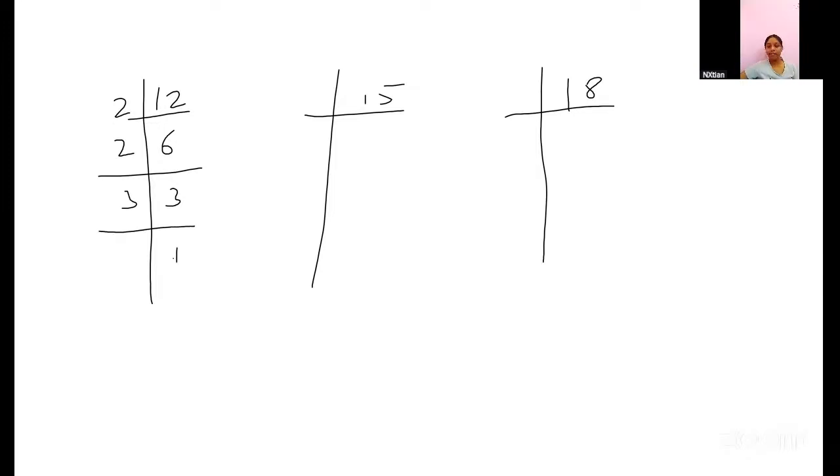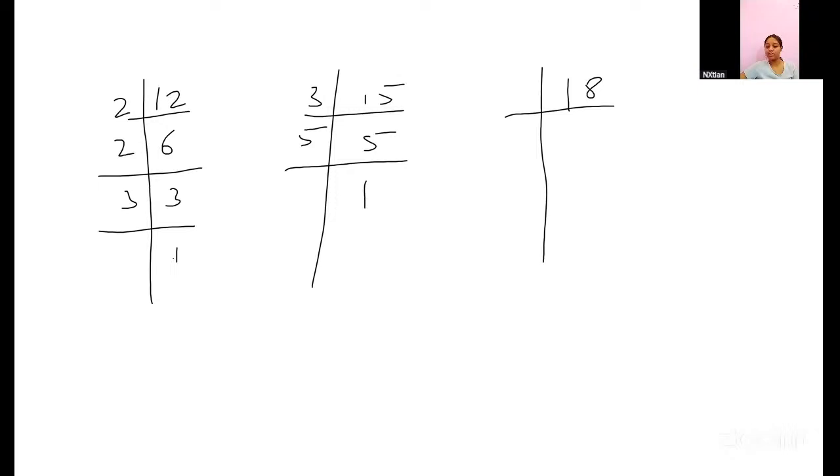Okay, then 15. Is 15 coming in the table of 2? No. But in the table of 3, 15 is coming. So 3, how many times? 5. Okay, then is 5 coming in the table of 3? No. Is 5 coming in the table of 4? No. 5 is coming in the table of 5 itself. So 5 itself and 1.